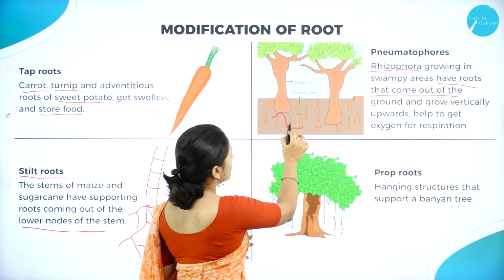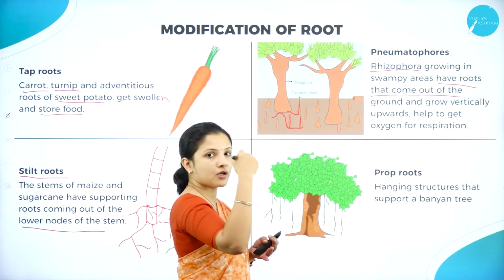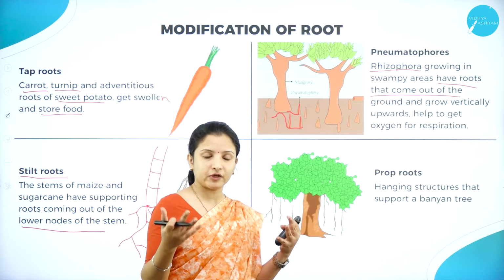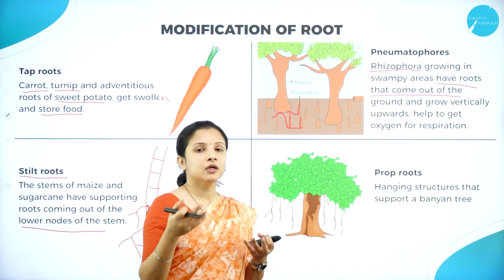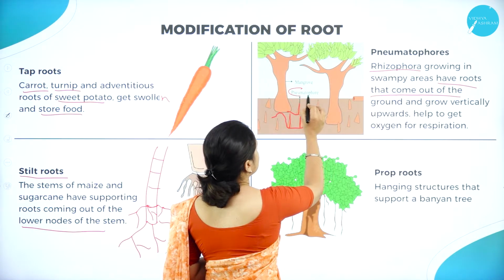From this root will start to grow, this root will start to grow. Again from here, one branch root will start to grow above the ground. And from this root, again what happens, the leaf stem will develop, then the leaves will develop and it will give rise to a new plant. These are called pneumatophores.